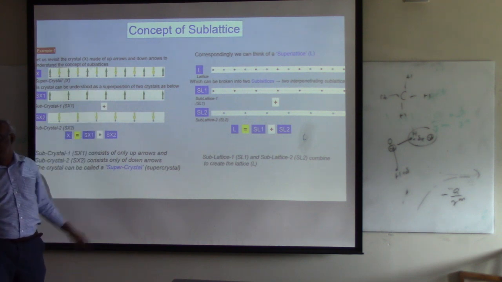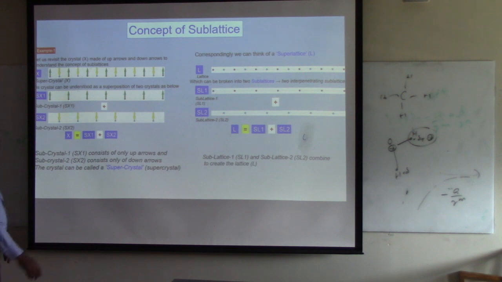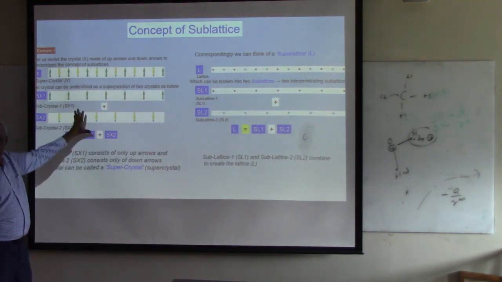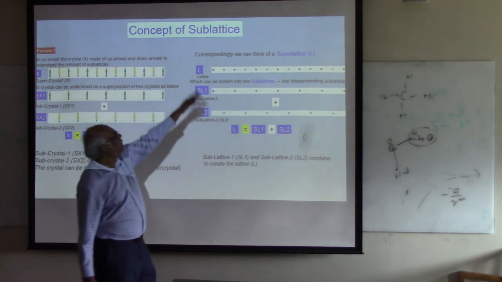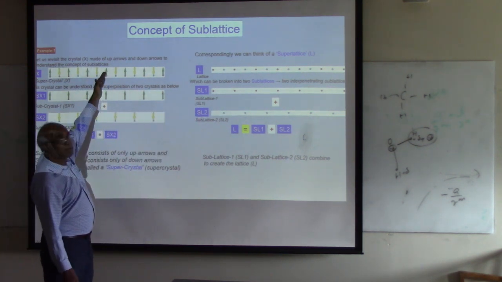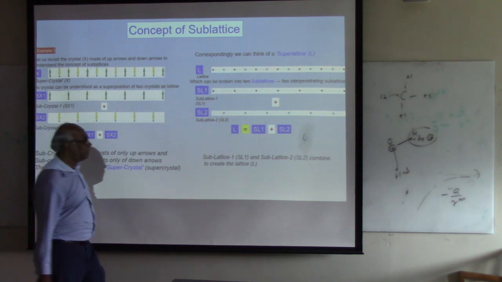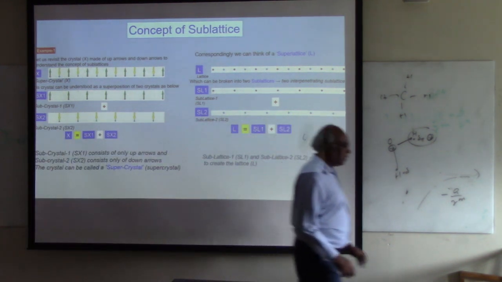Sometimes you will see this in literature, something called sublattices and subcrystals. So this is nothing but, typically we call this a supercrystal. So this is like subcrystals, this is like a supercrystal. There are different ways to identify that one.